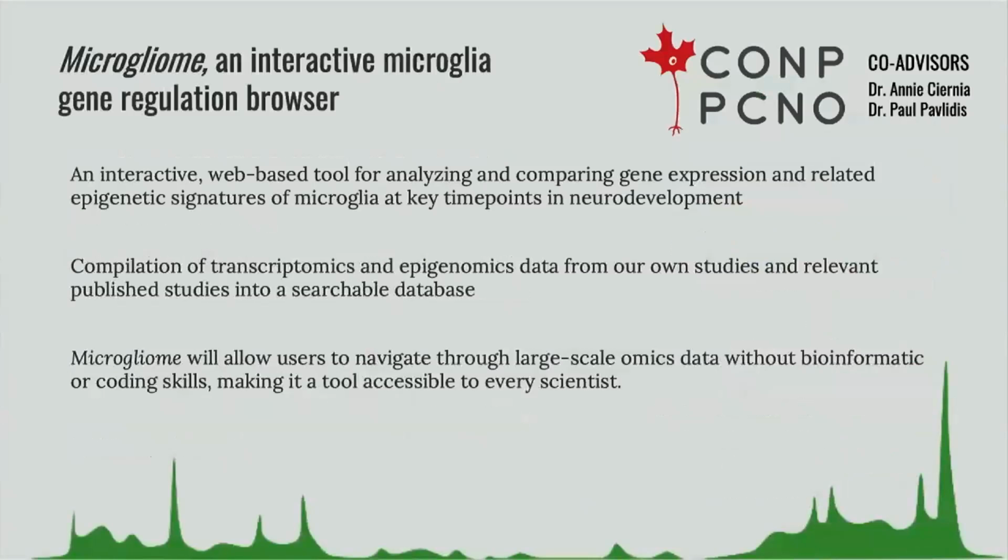So the goal of this project, with the support of CONP and my lovely co-advisors, Dr. Annie Ciernia and Dr. Paul Pavlidis, I'm building an interactive web-based tool for analyzing and comparing gene expression and related epigenetic signatures in microglia across key time points in neurodevelopment. And this involves compiling both transcriptomics and epigenomics data from both our own studies, as well as some of the published studies that I showed you, into a sort of searchable database, which will ultimately allow users to navigate through these large-scale omics data sets without needing to have any coding skills.